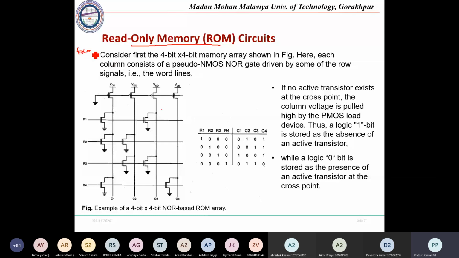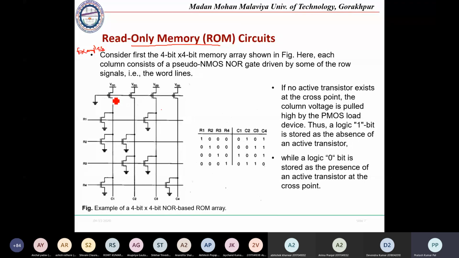So what type of read-only memories can be there? Here we are considering a 4-bit cross 4-bit memory array shown in the figure. Here each column consists of a pseudo NMOS NOR gate driven by some of the row signals, that is word lines. These are the row signals, called word lines, and these are the columns, which are connected to VDD with a PMOS.